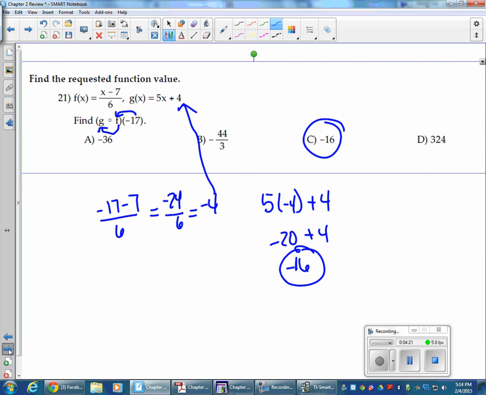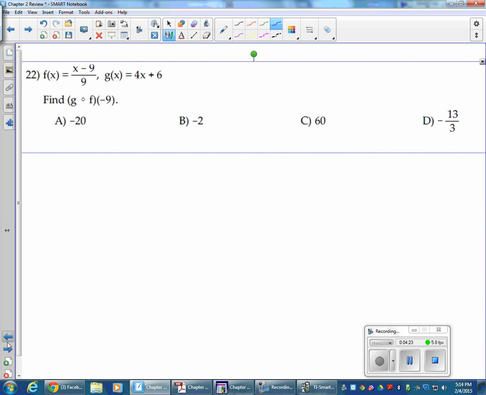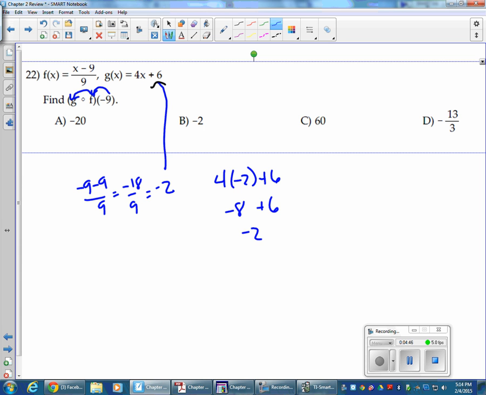Number 22. Moving right along. G of f of negative 9. So I'm going to take negative 9, plug it into f, get an answer, plug that answer into g. So negative 9 minus 9 divided by 9, that's plugging it into f. That'd be negative 18 divided by 9, which is negative 2. Now I'm going to plug negative 2 into g. So 4 times negative 2 plus 6 is negative 8 plus 6, which is negative 2. So my answer would be B.